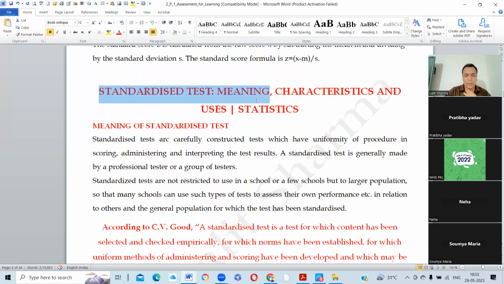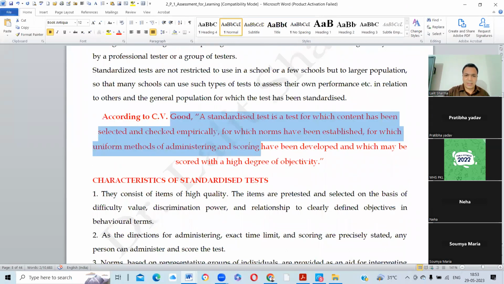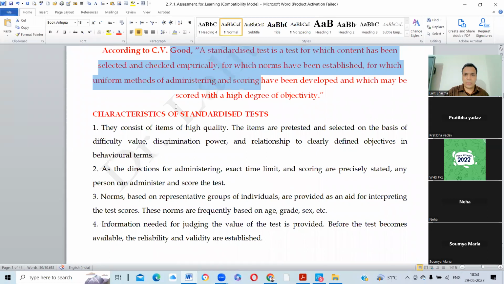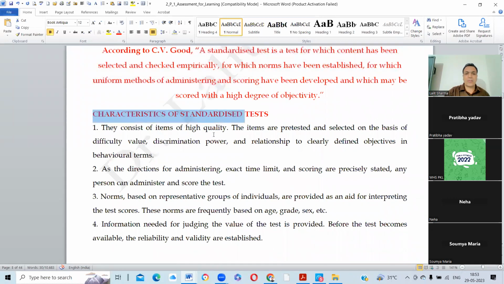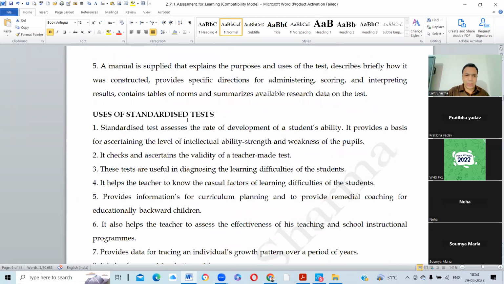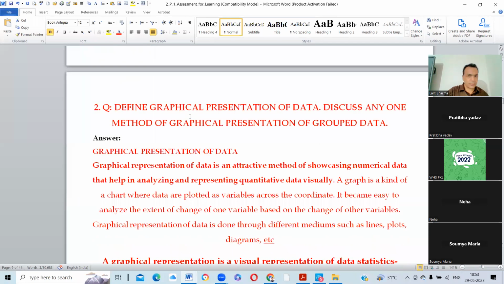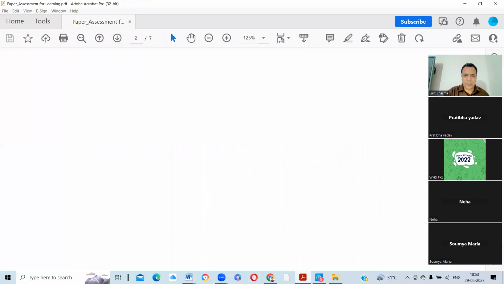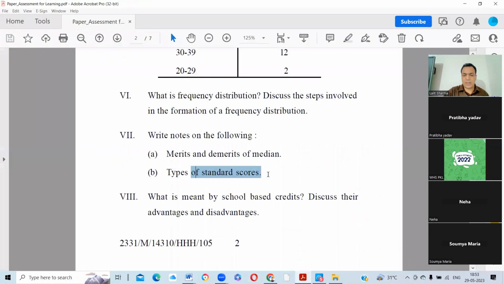Then I have made notes on standardized test, meaning, characteristics and uses of a standardized test. Here I'm talking about tests, scales and questionnaires. What CV Good has said about standardized test, characteristics of a standardized test, uses of a standardized test, done, because it was only a 3 marks question. That you can see in the paper, types of a standard score.